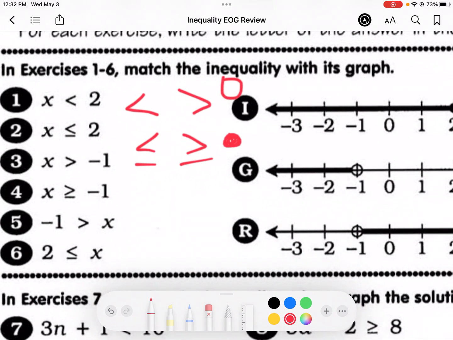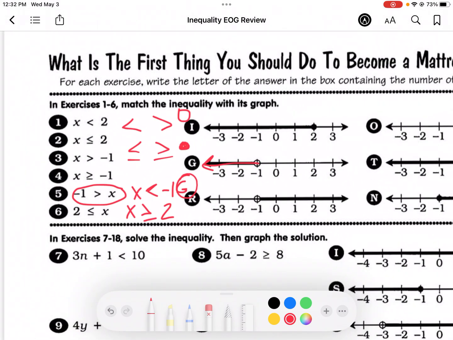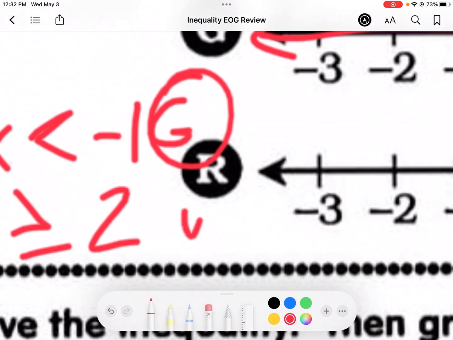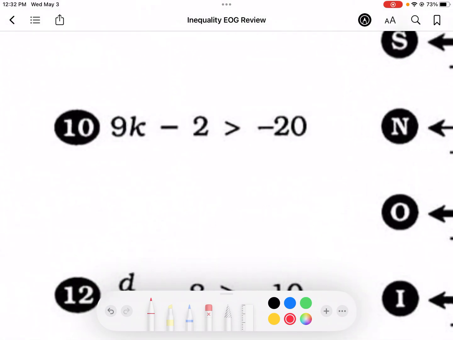So if I was looking at, let's say, number 5, I'm going to rewrite that just to make it easier for me. So x is less than -1. So I need an open circle on -1, and x is less than, so it's going to be G. X is greater than or equal to 2. So I'm going to need a closed dot, and I know that x is greater than, so it's going to be O. So for these first 6, you're going to give me the letter. Then let's try number 10.